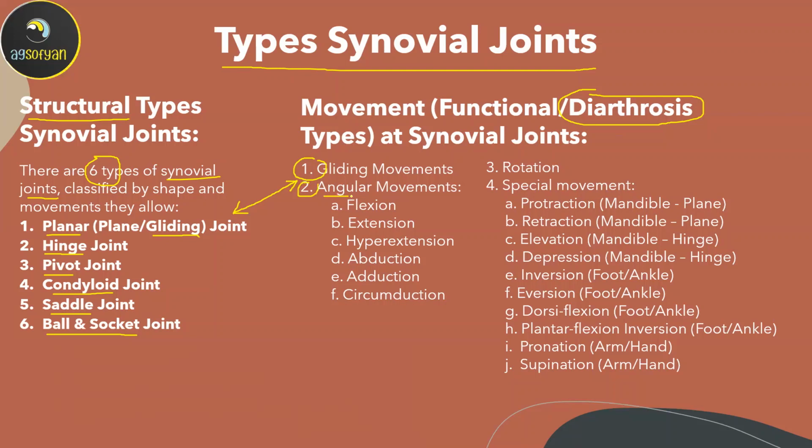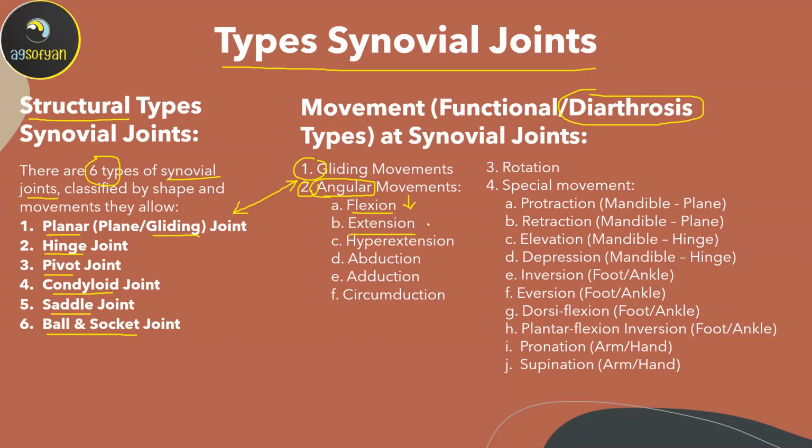The second one is called the angular movement. From the name, there is an angle over here. So angular movement is the movement that changes the angle between the bones. There are several types. The first one is flexion. Flexion is a movement that reduces the angle. For example, if you flex your elbow, the angle between the humerus and the radius and ulna will be reduced. That is flexion.